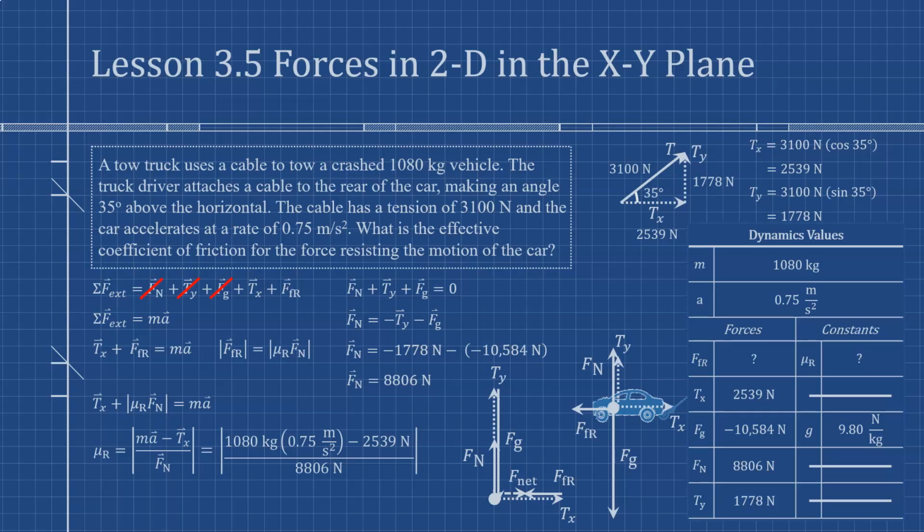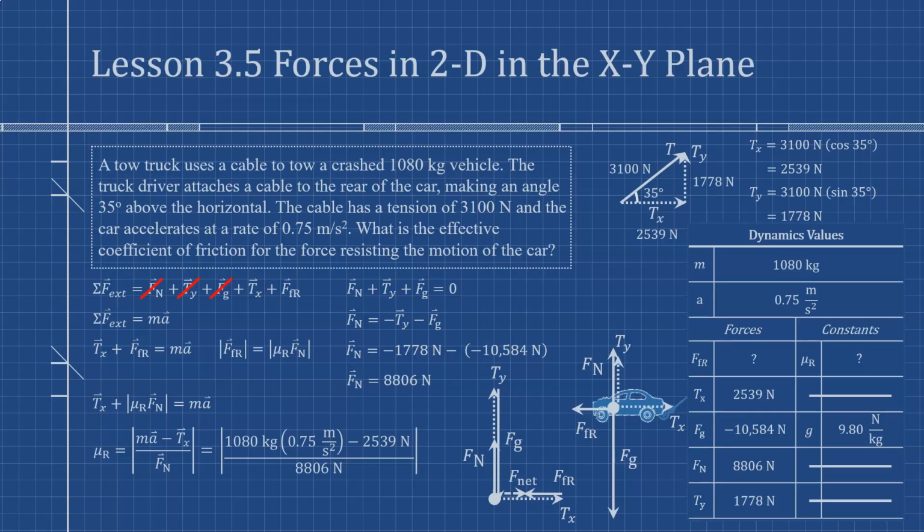Mass is 1,080 kilograms, acceleration 0.75 meters per second squared. I calculated the x component of the tension force to be 2,539 newtons. I'm going to be true to my signs there because it's minus the x component of the tension. So I'm just going to plug in the positive value after the minus sign. And then on the bottom of the fraction, the normal force is 8,806 newtons. I'm going to go through with this calculation.